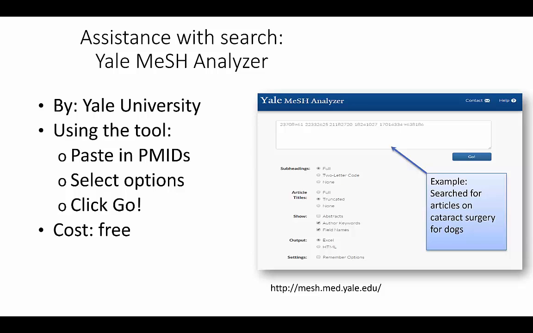This is the Yale MeSH Analyzer, and what you can do with it is paste the PubMed IDs of some known articles into it, and then it helps organize the MeSH headings. I find this to be really useful in working with the teams and talking through concepts or synonyms that they're suggesting. We're going to have an example of this in a minute.